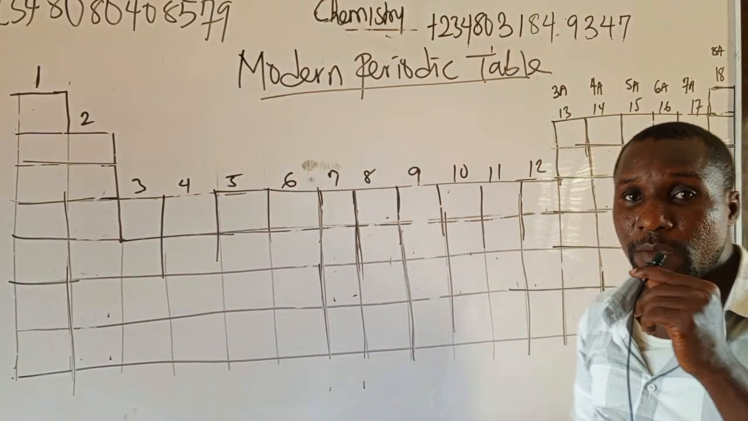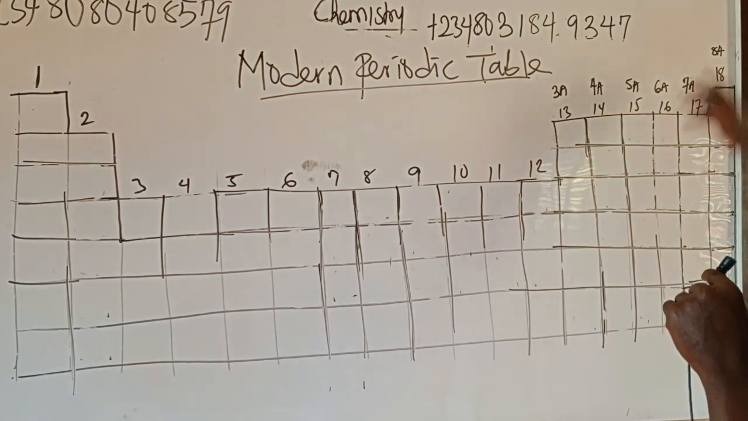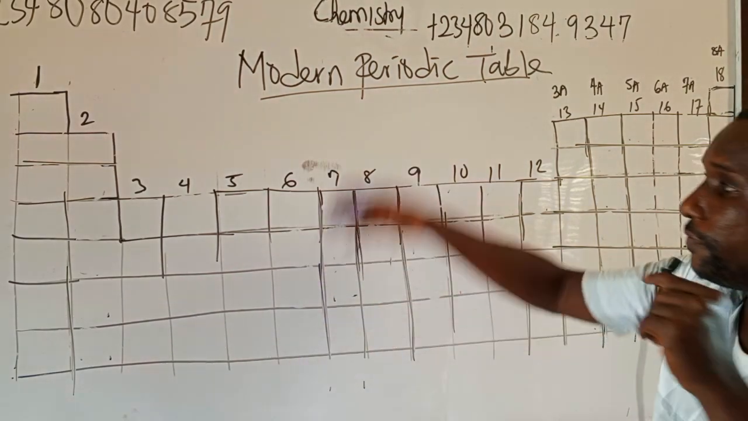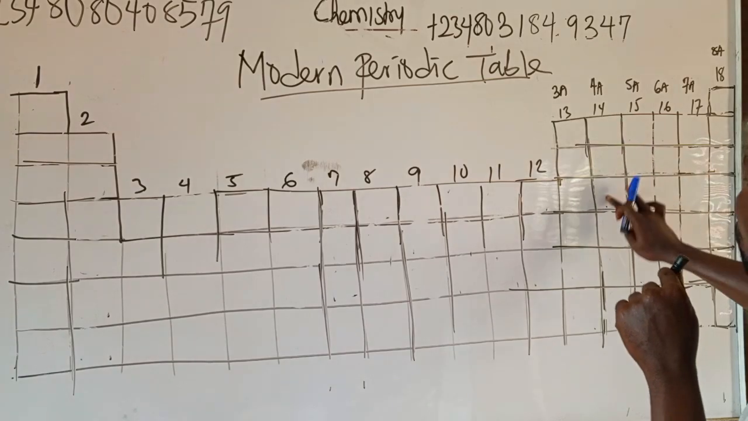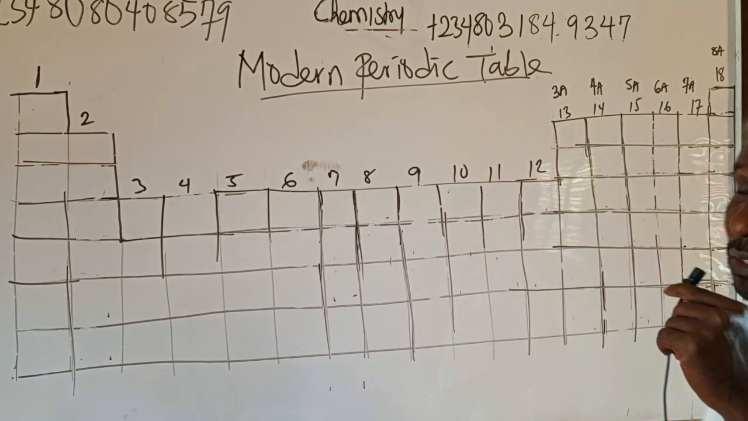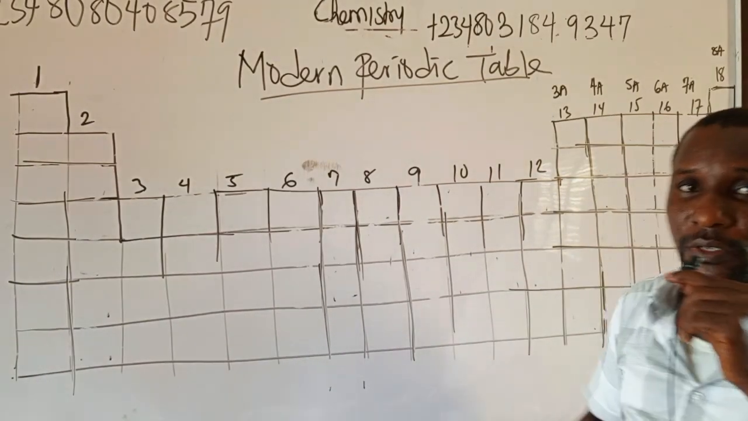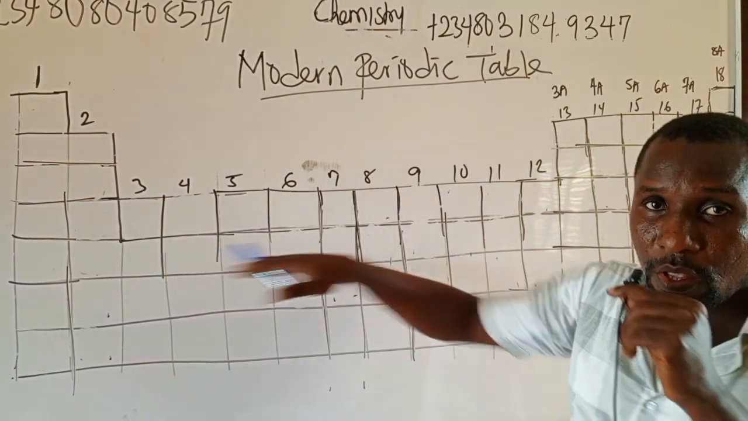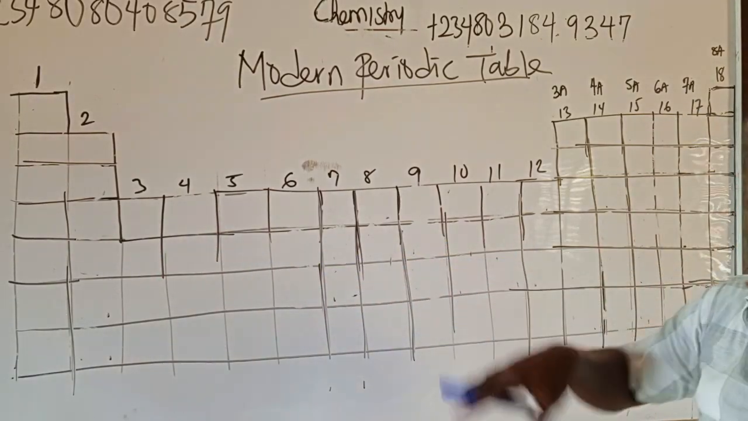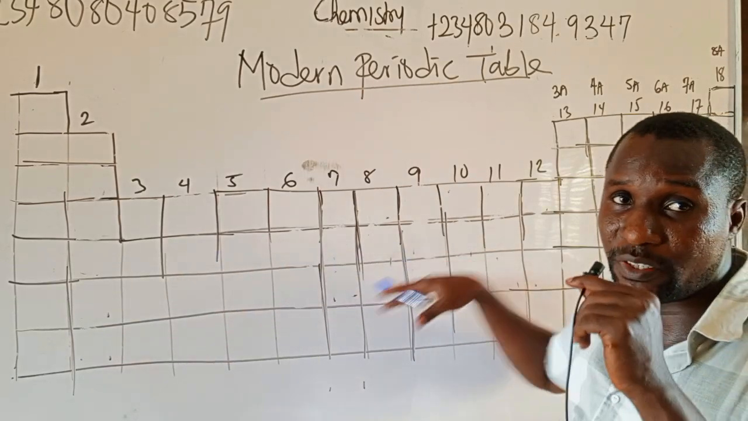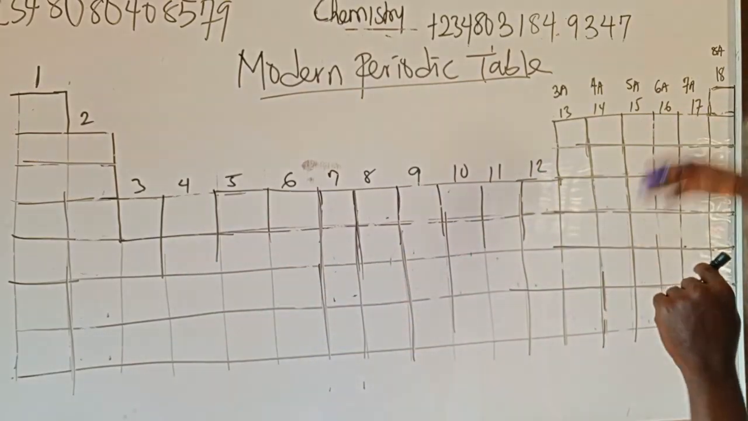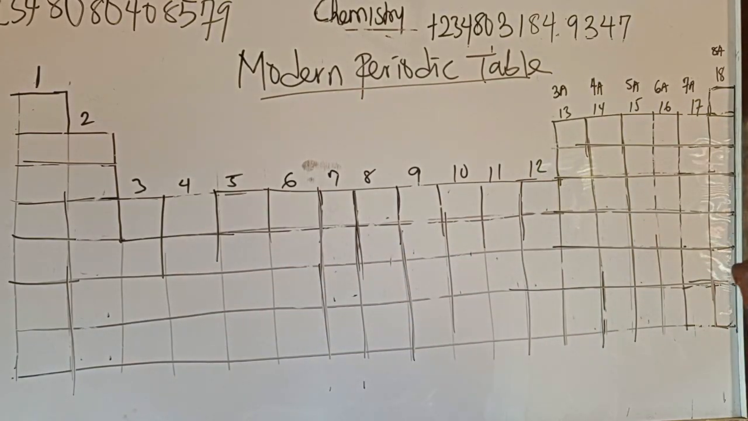The modern periodic table has 18 groups. That is 18 columns, which means vertical arrangement. And it has 7 periods. That means 7 rows, which means horizontal arrangement. 18 groups means 18 columns. Take note of that. Let us look at the elements in this periodic table.